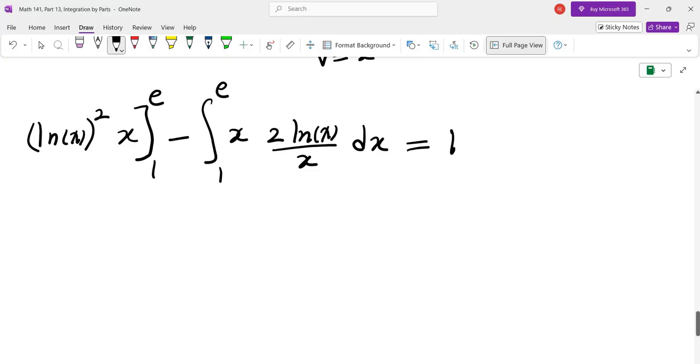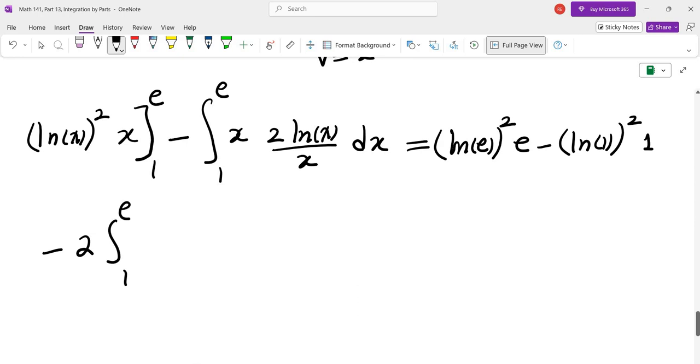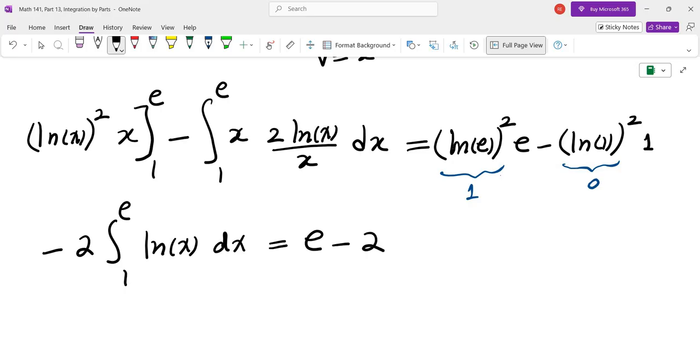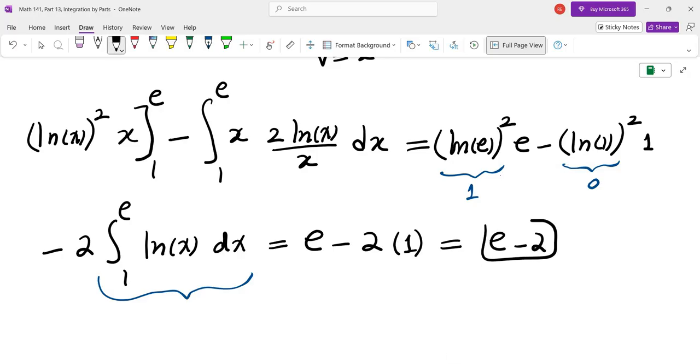Let's plug in e. We get natural log of e squared times e. Plug in 1. We get natural log of 1 squared times 1, minus twice the integral from 1 to e of natural log of x dx. So natural log of e is 1. Natural log of 1 is 0. So this would be just e minus 2. And then this is an integral that we evaluated earlier in the video. So that's just times 1. So the answer is e minus 2.